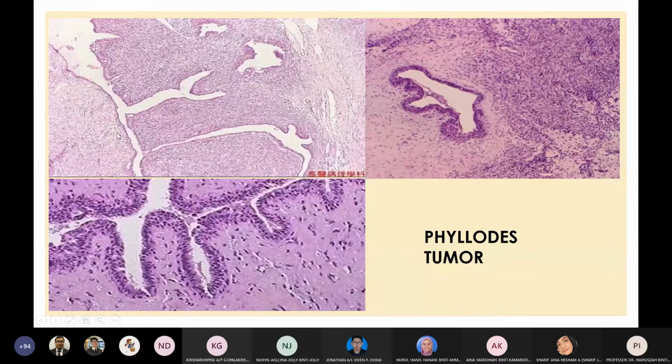The glands are compressed much more like this. Okay, but the lining cells usually still maintain the benign nature. They're not pleomorphic. Like this, there's a lot of cells in the stroma, and the cells can be very, very big and frightening. But as long as the capsule is intact, we call it benign phyllodes.